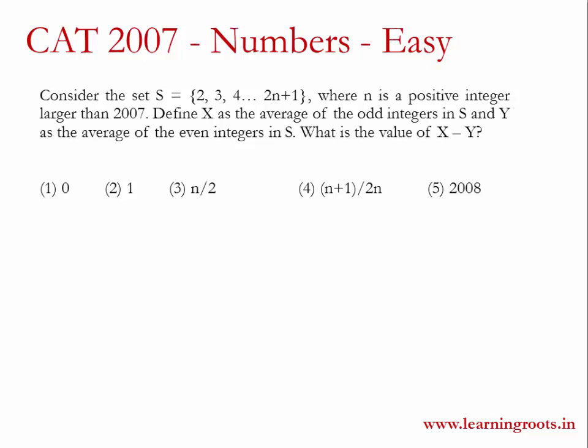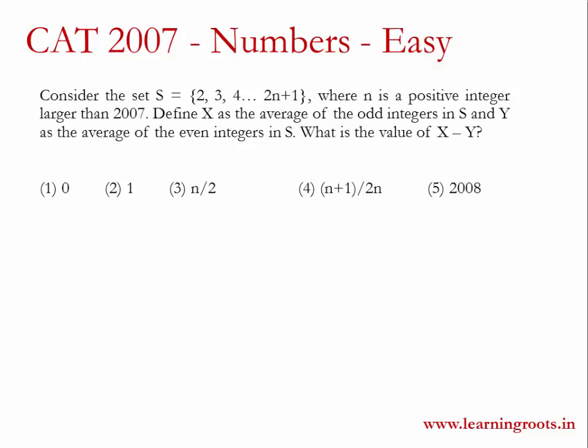Hello, in this video we are going to solve a CAT 2007 question, and this is from numbers. Consider the set S where S starts from 2, 3, 4, so these are consecutive numbers, and goes up to 2n plus 1, where n is a positive integer larger than 2007. Define x as the average of the odd integers in S and y as the average of the even integers in S. So what will be the value of x minus y?